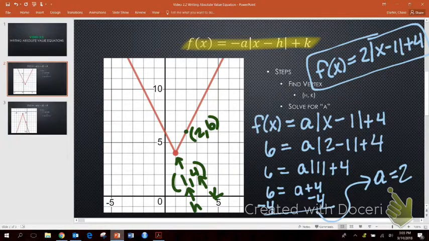Okay, so we're going to copy down the equation, and we're going to plug in our A, our H, and our K. So when we're doing this, you solve H and K from the vertex. We solve for A using another point on the graph, and then we put it all together, A, H, and K, to finish.